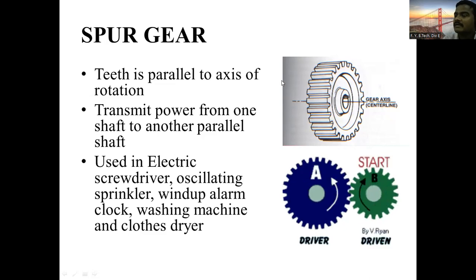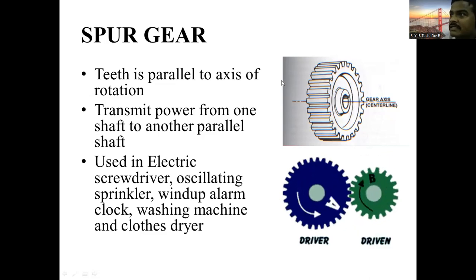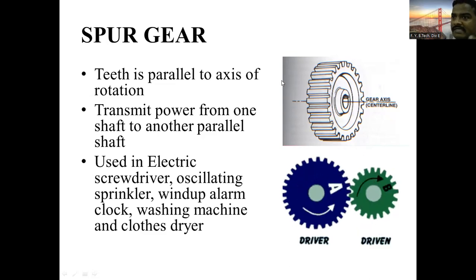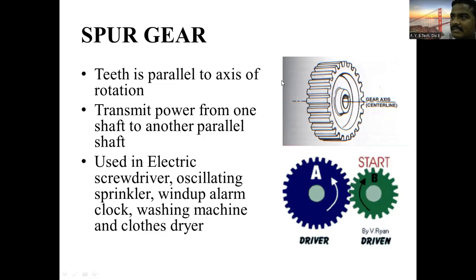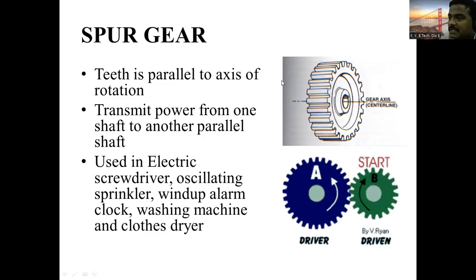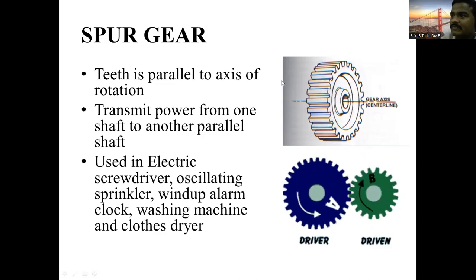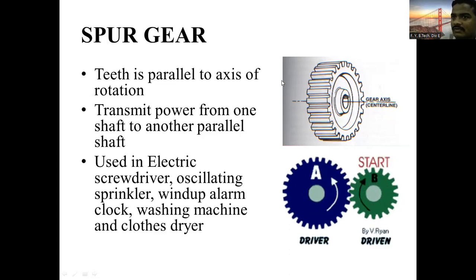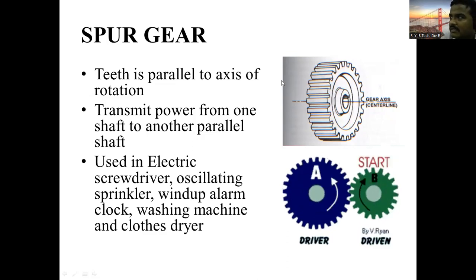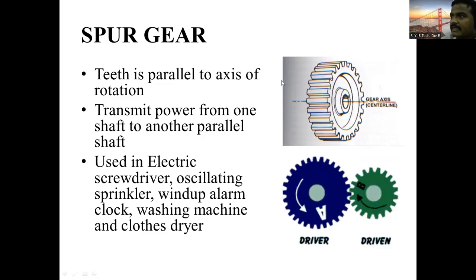So in the spur gear, whenever the two gears mesh with each other, there is a line contact. When there is a line contact, it will create noise. That is why it is not much used in power transmission, maximum amount of power transmission. Whenever you want maximum power transmission, we are not using this spur gear. Okay, so the reason is it creates noise. It will be used for transmitting a lesser amount of power as compared to the helical gear.